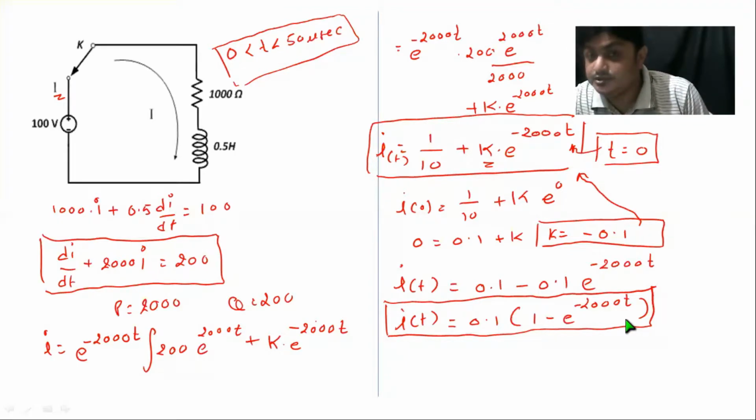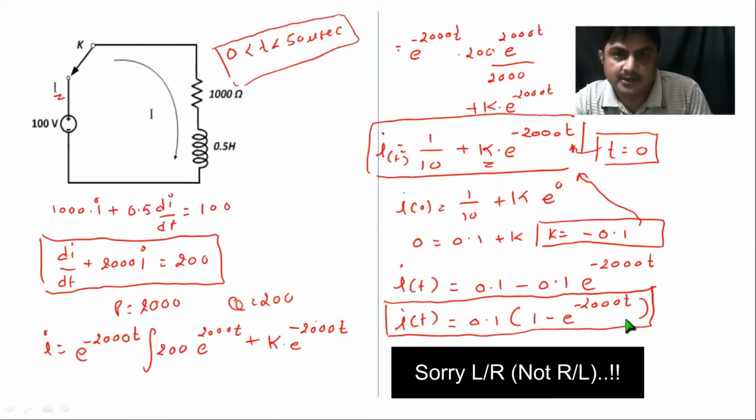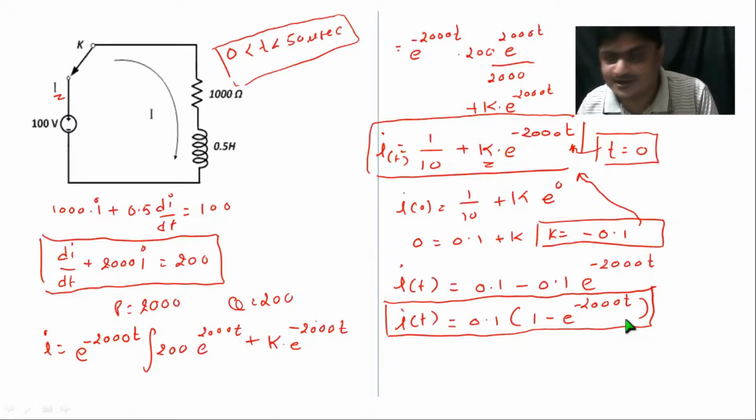But remember, it is not mentioned whether in 50 microseconds your inductor will attain a steady state or not. You can calculate it, since you have a value of R and a value of L. By calculating your time constant, L by R, you can determine the steady state condition. I am not calculating it right now, but in the next slide we calculate the current, and based on that you can also guess that you are not attaining the steady state value.